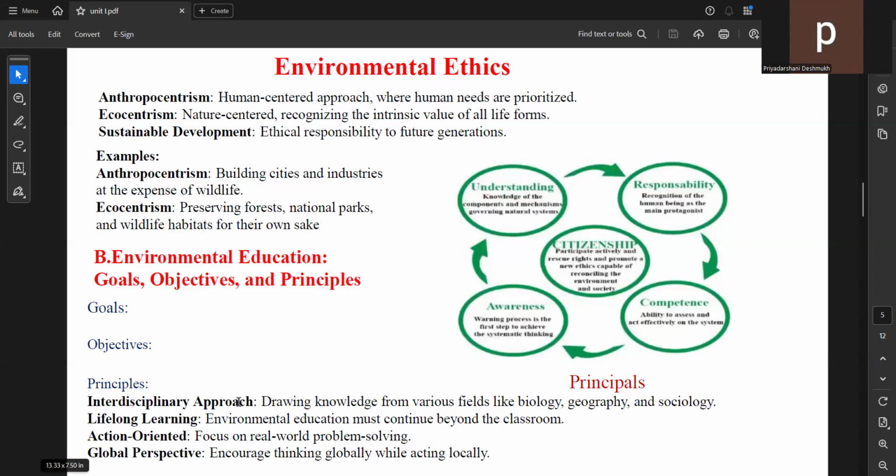Now, in the interdisciplinary approach, drawing knowledge from various fields like biology, geography, and sociology is important. In lifelong learning, environmental education must continue beyond the classroom. We should see the various ways in which we can expand this environmental study. The next one is action oriented, that is the focus on real-world problem solving, and the global perspective, in which we must encourage thinking globally while acting locally.